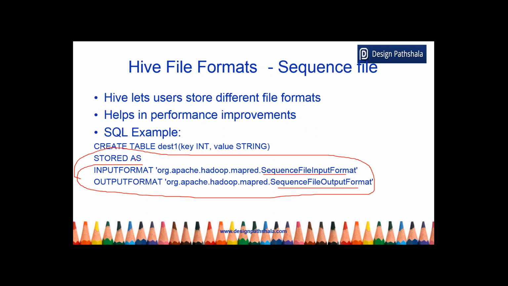आपको just Hadoop को बताना है कि मेरा input format क्या होगा, output format class कौन सी use करनी है, and a table will be created on your sequence file and any data inserted into this table would be written as a sequence file only.